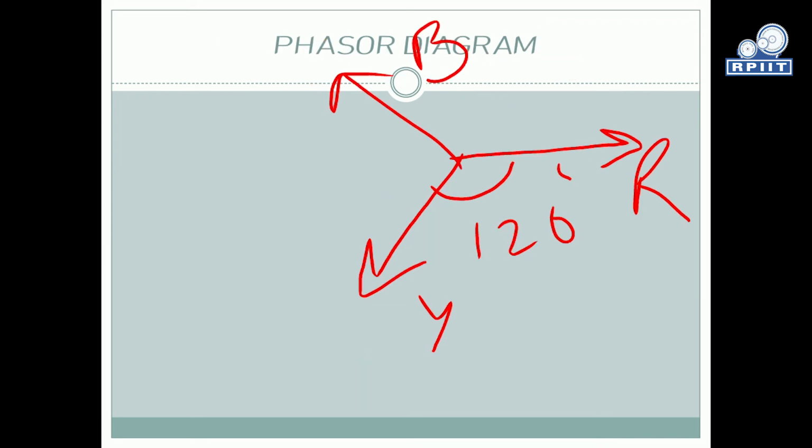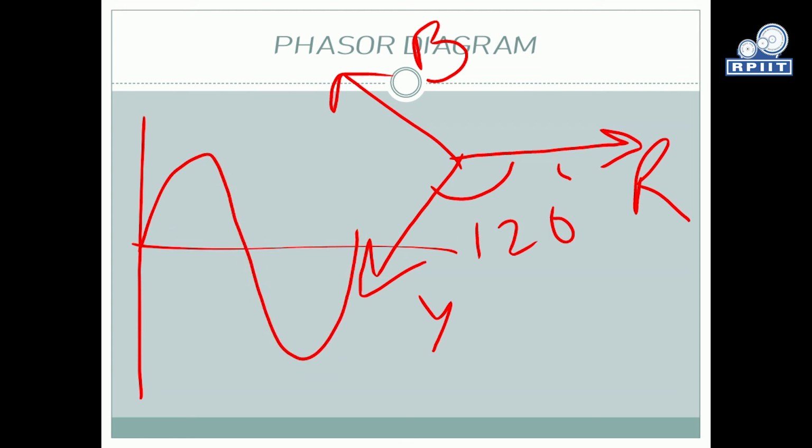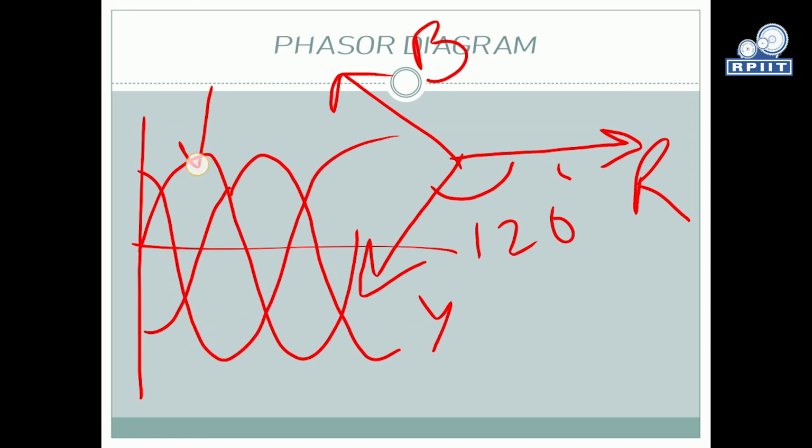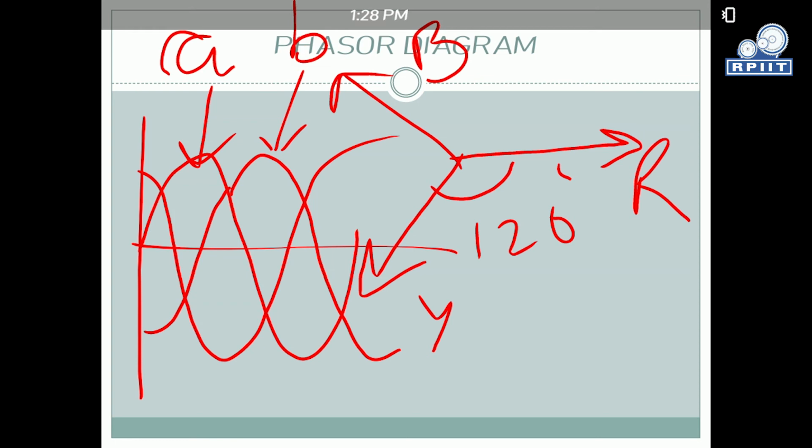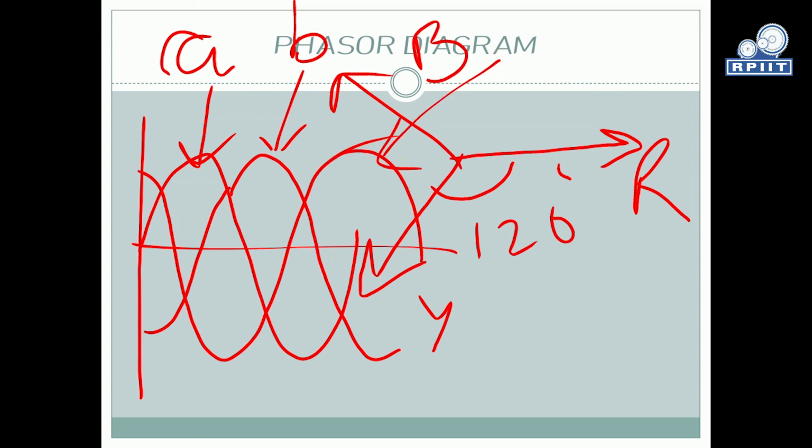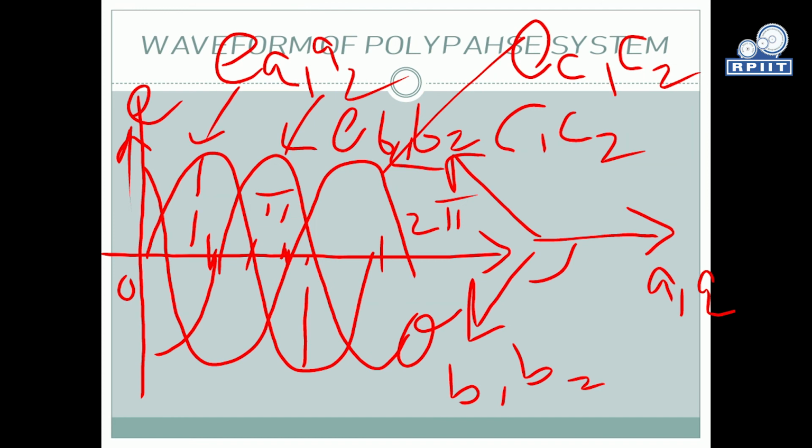In the previous video we showed this. Phase A and phase B, and this one is phase C. So this is called the phase sequence, which attains the maximum positive value. So A, B, C, this is called the phase sequence.